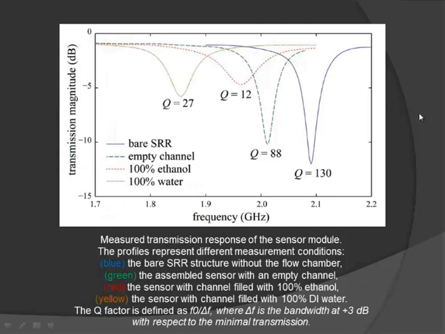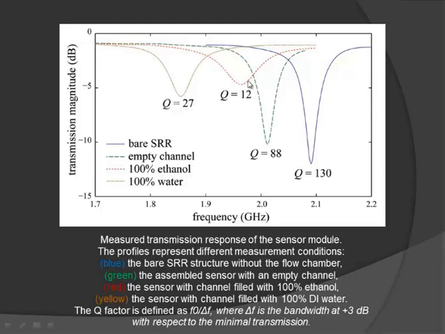Okay, next is the measured result. The first line, the blue line, shows the bare SRR without any gap. It correlates with the simulated result that I showed earlier. And the next one is the green line. The green line shows the resonance frequency after we attach the flow chamber into the gap. It can be seen that the frequency is shifted down a little. Also, the Q is lower than the bare SRR.